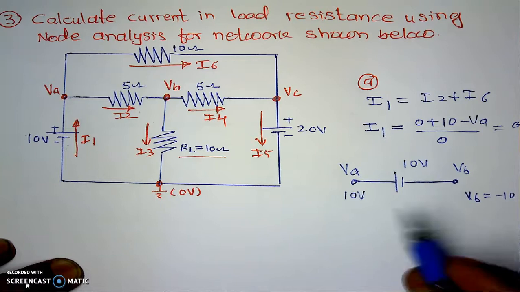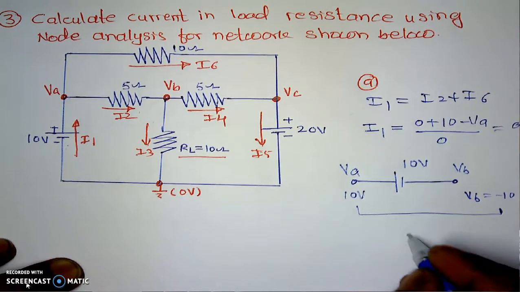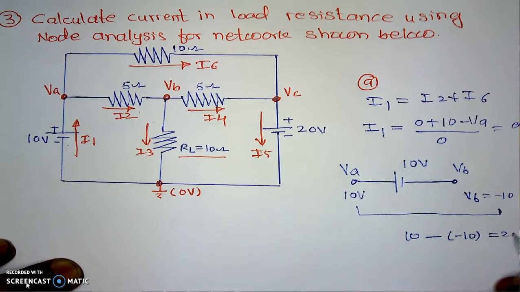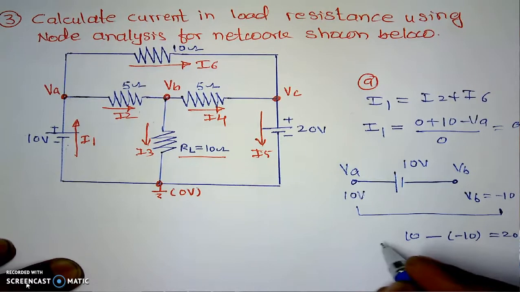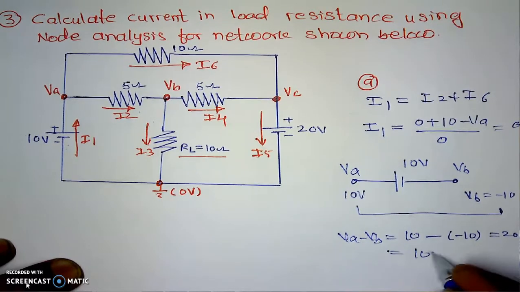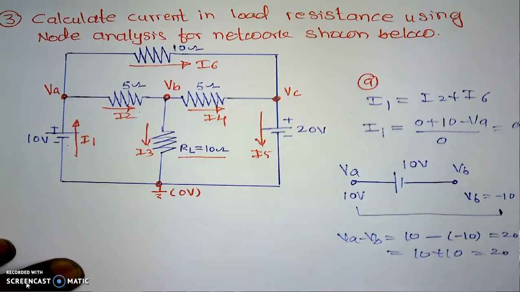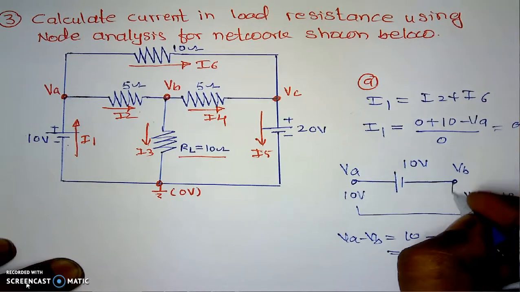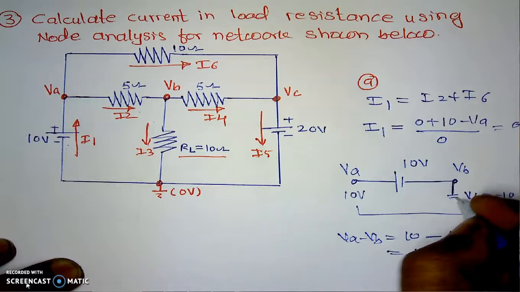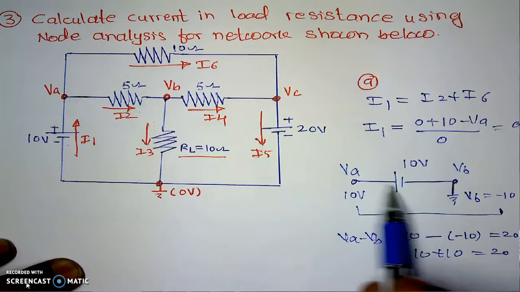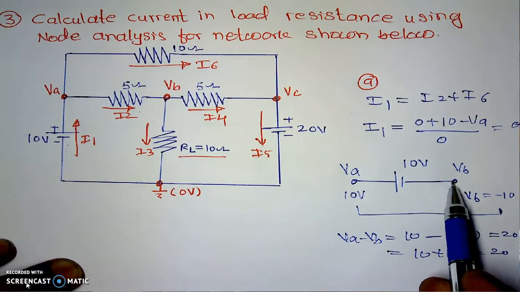But if we take the potential difference of these two nodes, VA minus VB, it will be 10 minus of minus 10, which is the same as 10 plus 10, equal to 20, which is quite impossible. That's why while shifting the potential, we have to be very careful. We are able to shift the potentials only if the other terminal is at ground potential. Meaning, if we want to shift this potential to node A, then VB should be at ground potential, or vice versa.